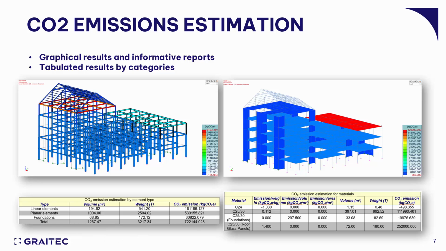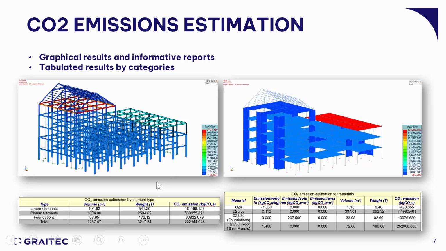And here on the right side, I can have the same results for my planar elements, let's say the roofs or walls and so on. I can see in a very detailed manner how my roofs are affecting the emissions and how much CO2 equivalent they can emit in my design.